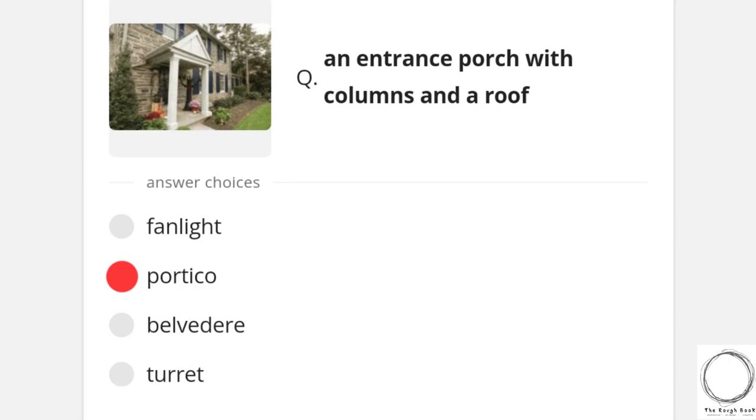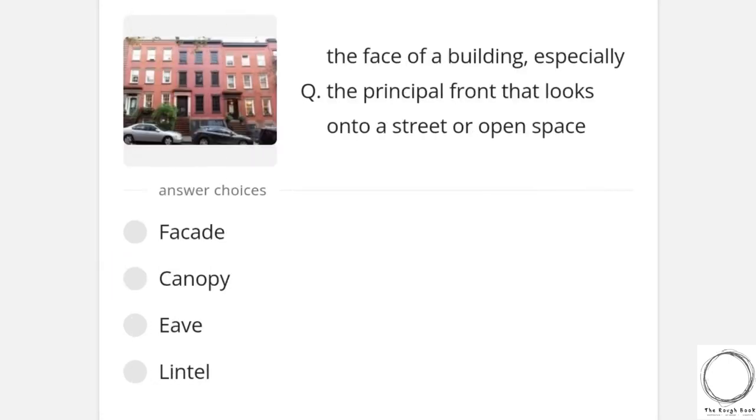Moving on to the next question. A face of a building, especially the principal front that looks onto a street or open space, and the options are facade, canopy, eave, lintel, and the right answer is facade. Facade means the front elevation of any building.